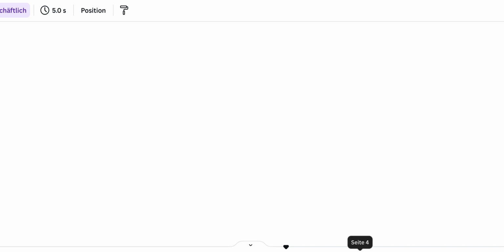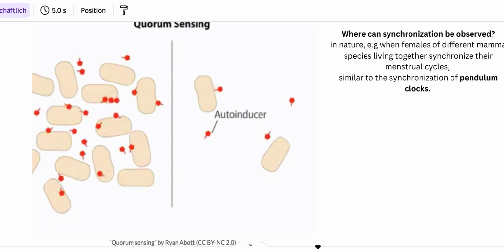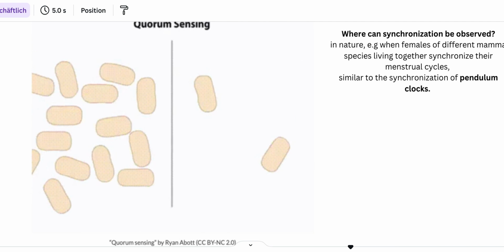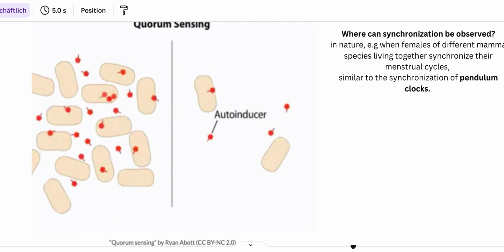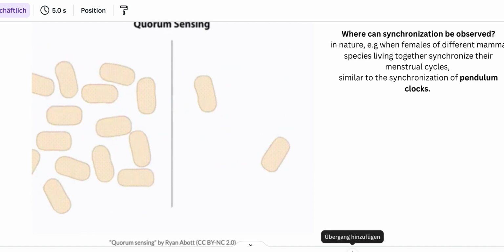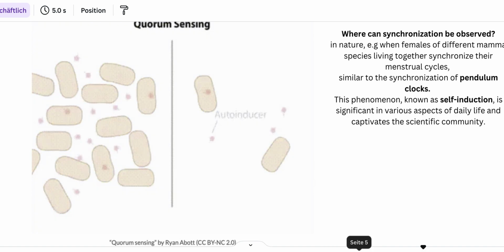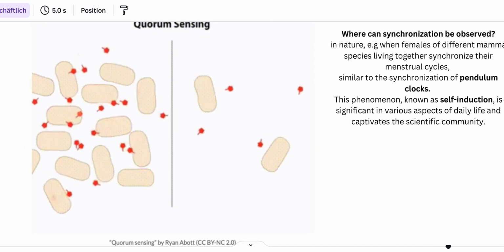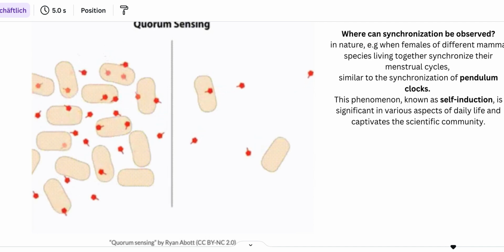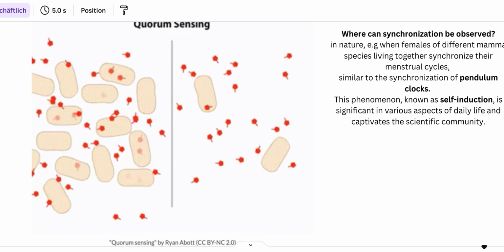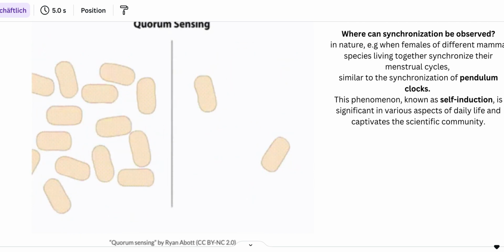They tend to synchronize their menstrual periods similarly to a phenomenon that is known as self-induction. Self-induction is a regulation of genetic expression that allows communication within a cell population. In the case of bacteria, this mechanism consists of communication between individuals of the population through molecules known as self-inductors.